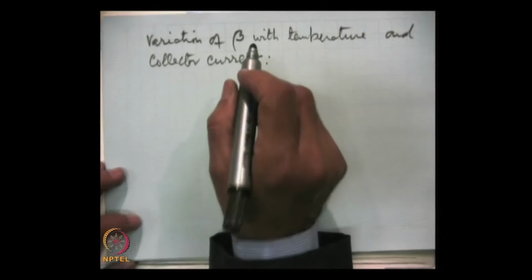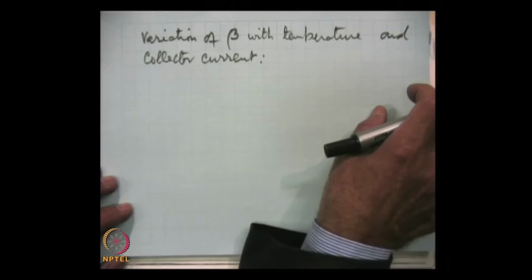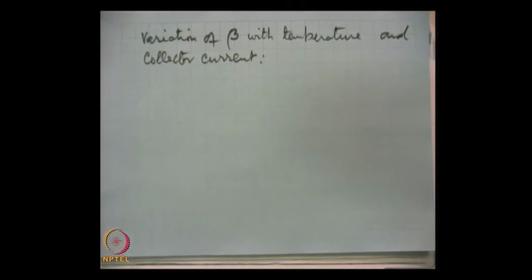Beta is one of the most significant parameters for a transistor. This we have been repeatedly saying, because beta represents the current gain in a common emitter circuit, and 99% of circuits are common emitter circuits. Common base circuits have very few applications, and common collector is of course sometimes used, but the most widely used circuit is common emitter, and beta is connected with the common emitter circuit.